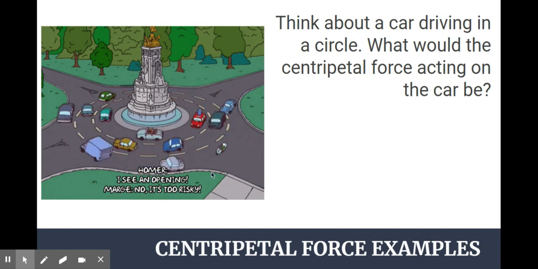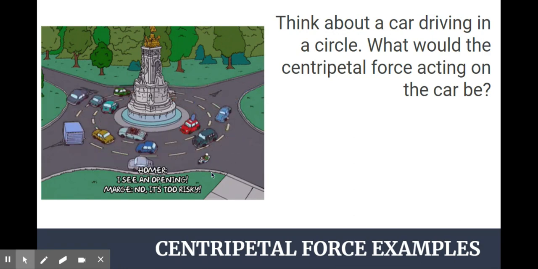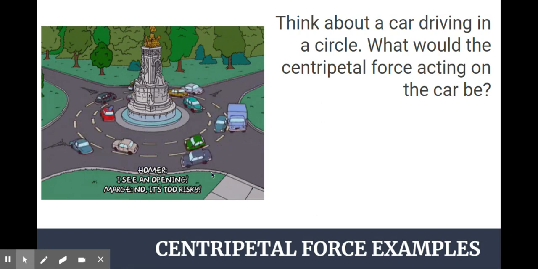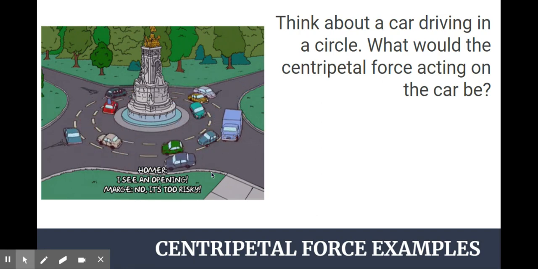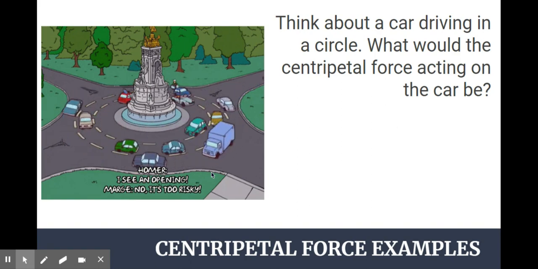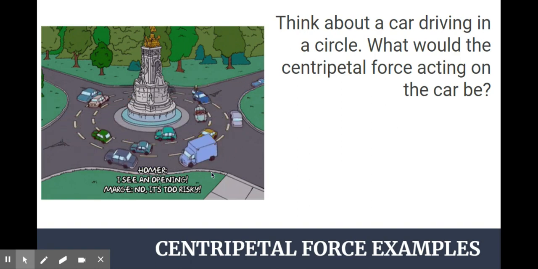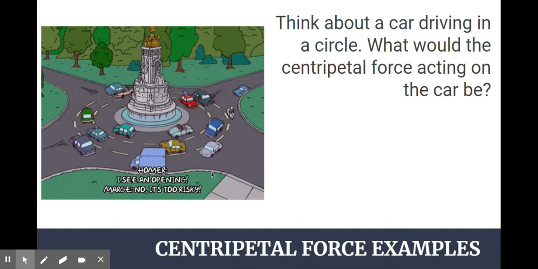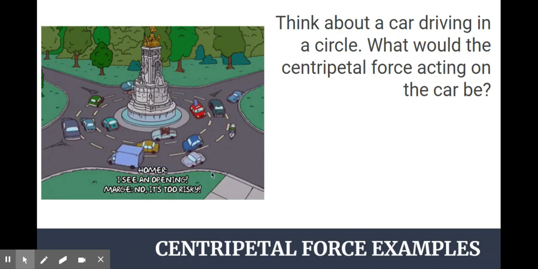Well, as the car tries to turn, it's going to want to keep going in a straight line. And there's one thing that stops it. That is friction. If anybody has ever been driving on a very wet and slick road or on ice, there's little to no friction. You can't turn if there's no friction. Friction is the force that is required for a car to turn.